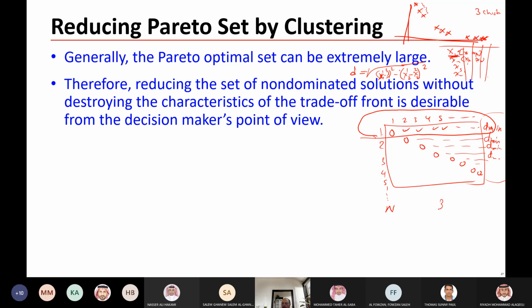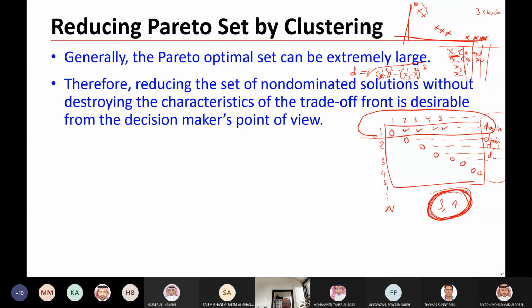So if it is between 3 and 4, this is the minimum distance. Let us combine 3 and 4. How to combine 3 and 4? We consider them as one cluster. We consider 3 and 4 as one cluster now.